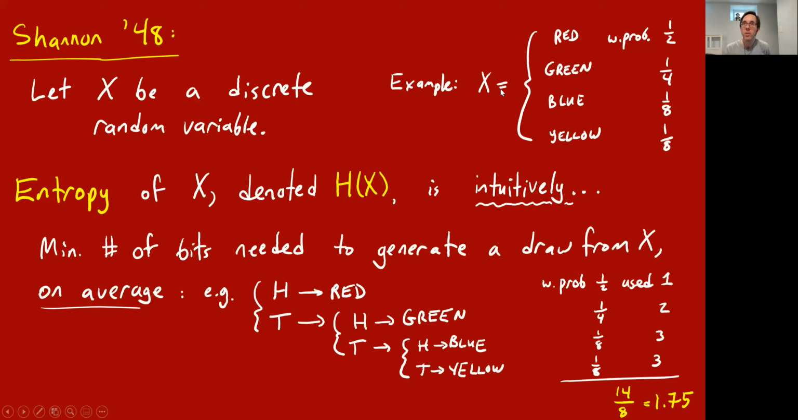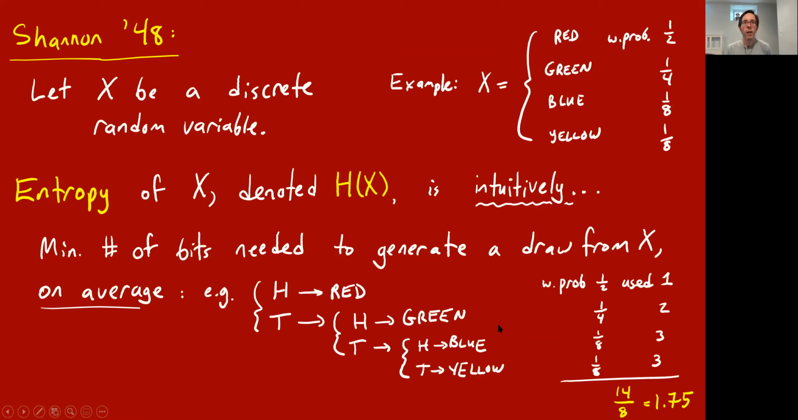So one scheme you can do for this particular x is first flip a coin, and if it comes up heads, you can output red, because red is supposed to come up with probability half. If it comes up tails, then you can flip another coin, and if that one comes up heads, you can output green. So then green will correctly be output with probability a quarter, and so forth. You can flip one more coin to decide between blue and yellow.